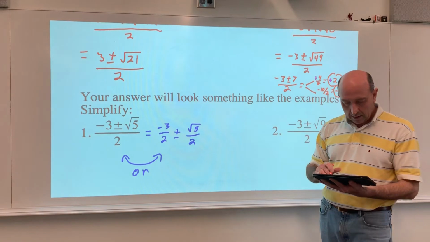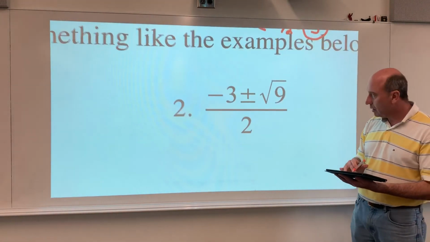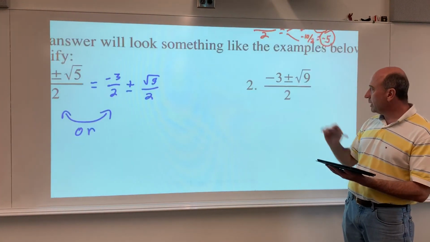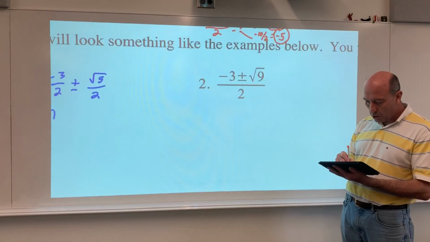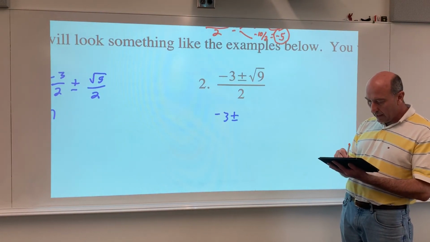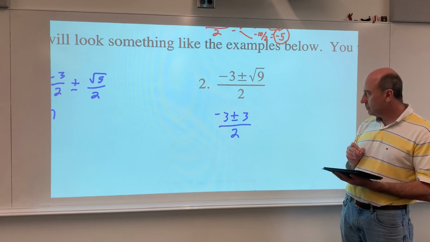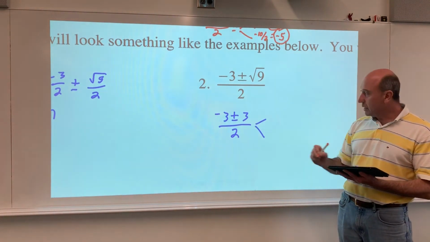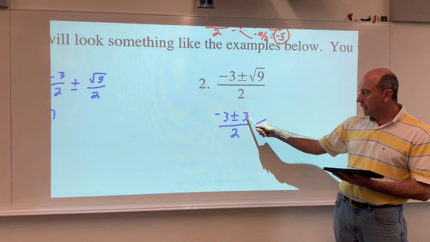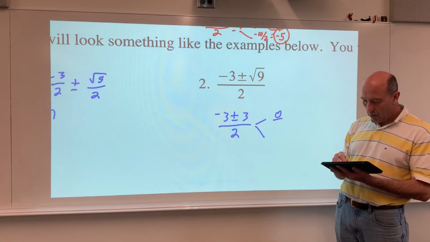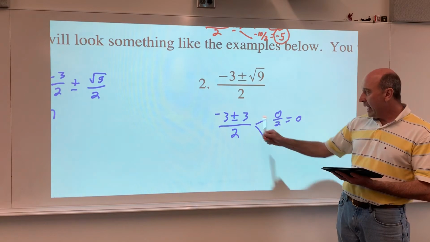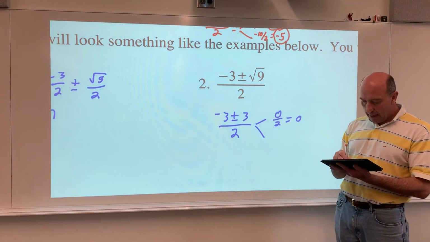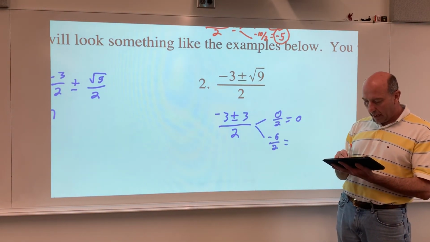Okay. Now this one. You're not done because you can take the square root of 9. The square root of 9 is 3. And now you're not done because you can keep going. Negative 3 plus 3 is 0 over 2, which is 0. And negative 3 minus 3 is negative 6 over 2, which is negative 3.